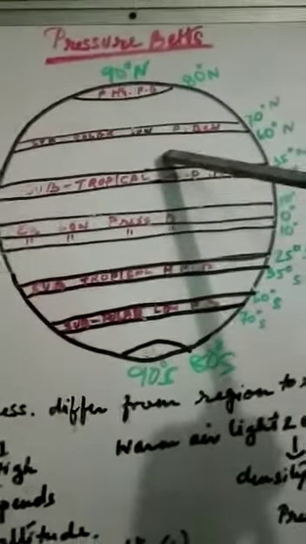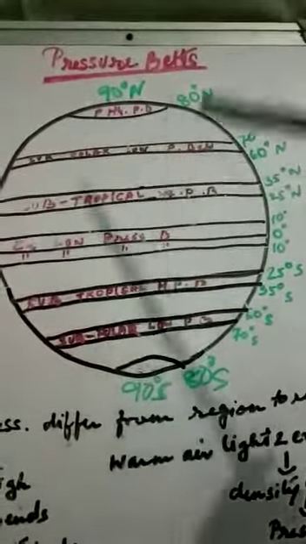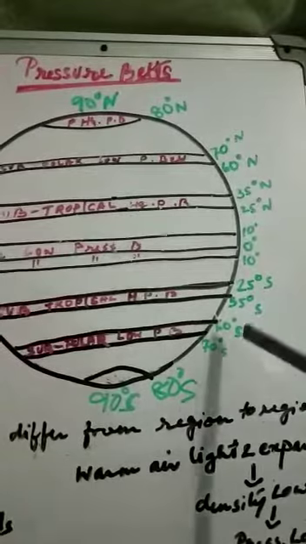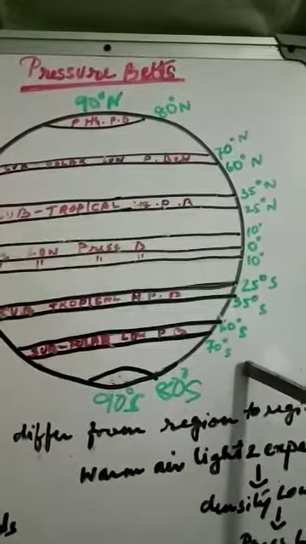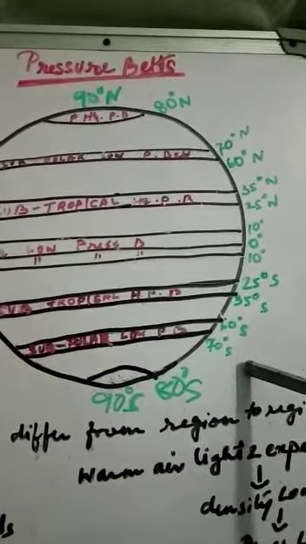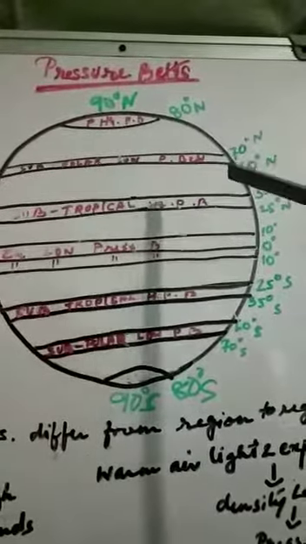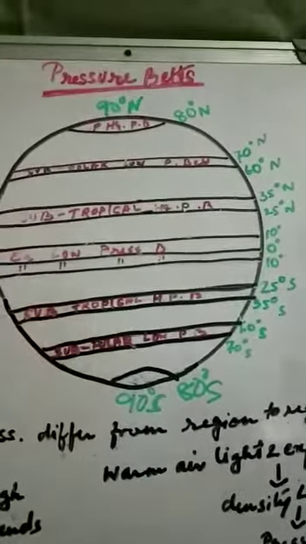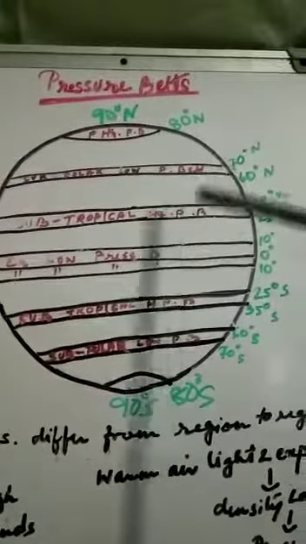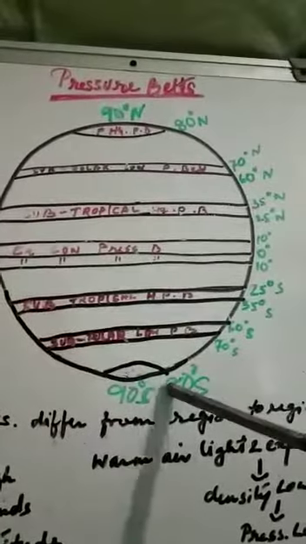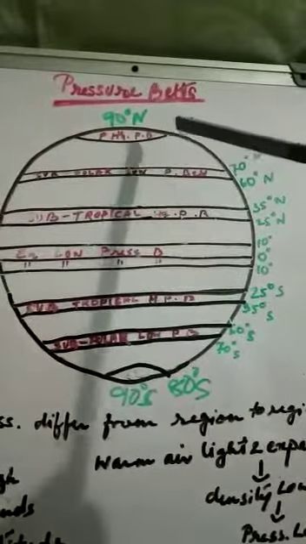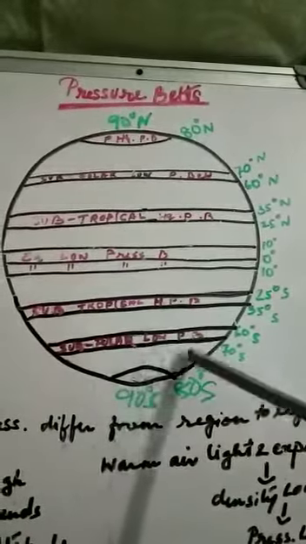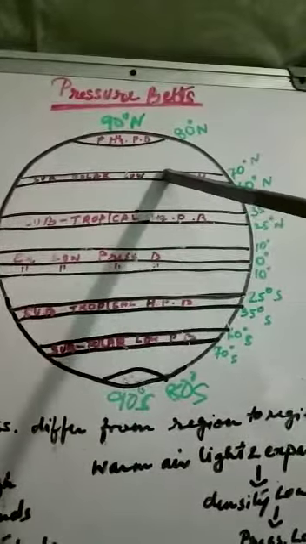Next comes the subpolar low pressure belt. This lies from 60 degree north to 70 degree north in the northern hemisphere and 60 degrees south to 70 degrees south in the southern hemisphere. Now, due to the Earth's rotational movement, the movement of the air, the Earth's rotational movement is felt more in this region than at the poles. And as a result, what happens? The air deflects from the polar region towards this region.